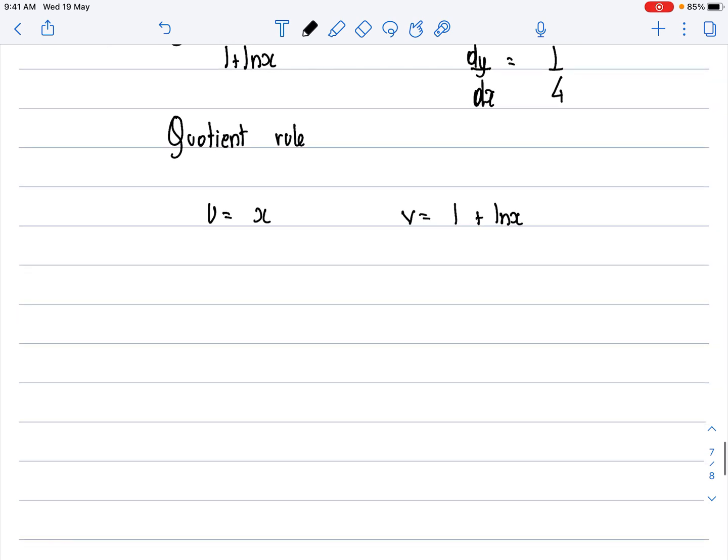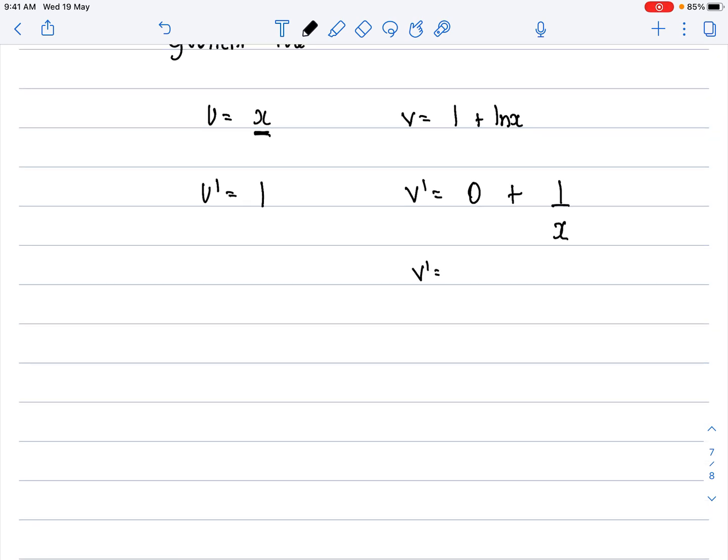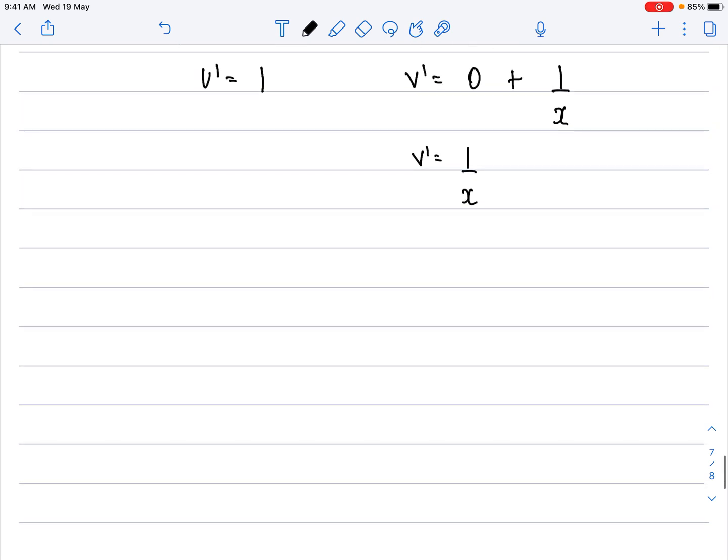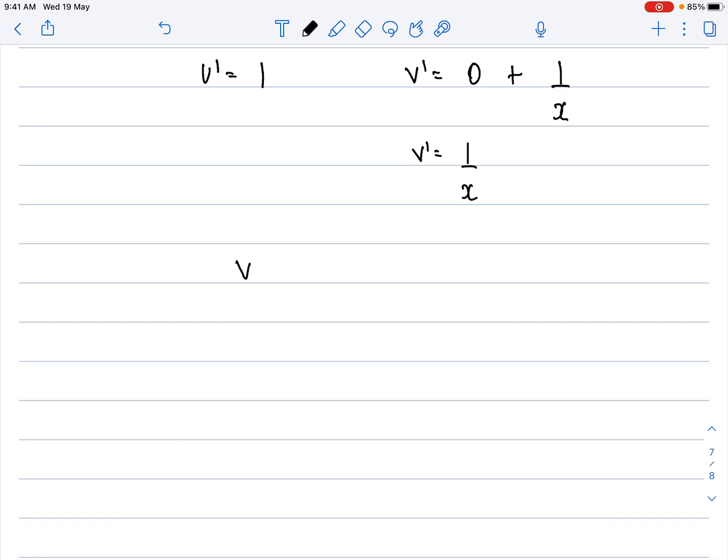Now I take my u dash, which is the differentiation of x, which is 1, and v dash, which is the differentiation of 1 plus ln x. The differentiation of 1 is simply 0, plus the differentiation of ln x, which is 1 over x. So I get my v dash as 1 over x. Now I have a quotient rule formula which I need to use, which is vu dash minus uv dash over v square.